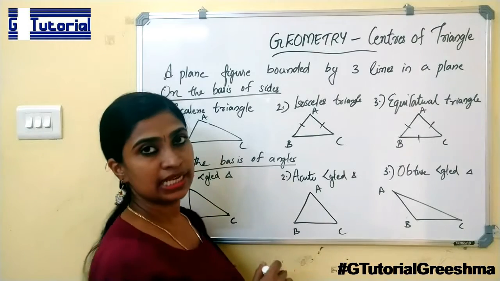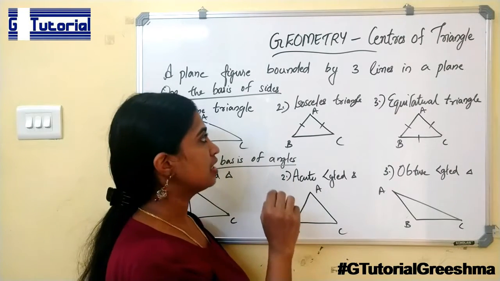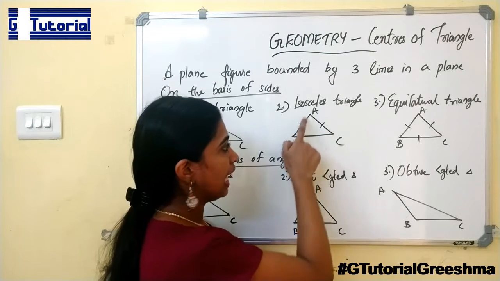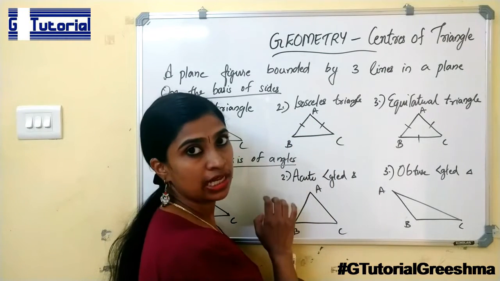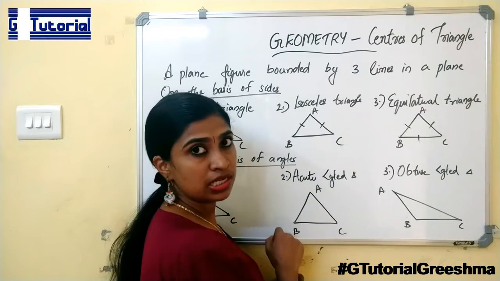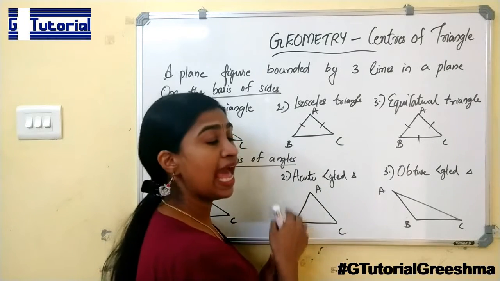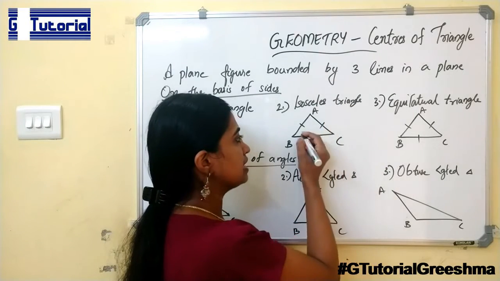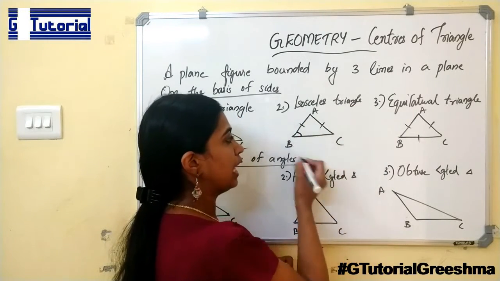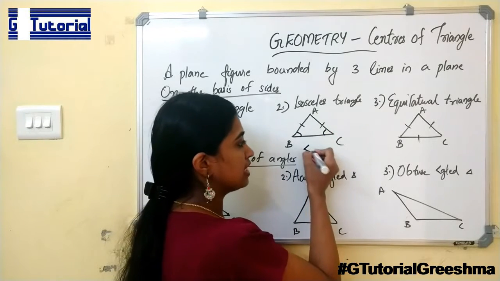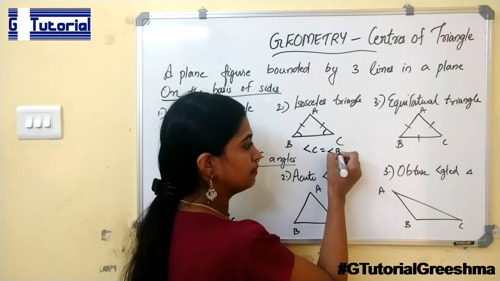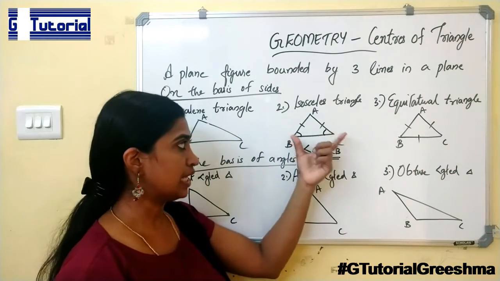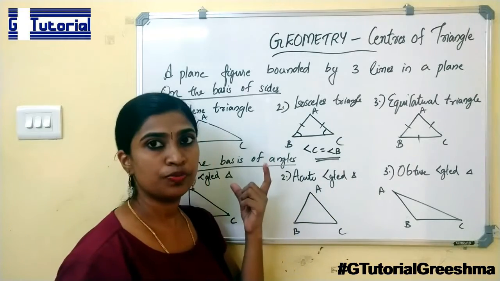Next is isosceles triangle. If any two sides of a triangle is equal, then such a triangle is called isosceles triangle. In this triangle, AB and AC, these two sides are equal. So, this is an isosceles triangle. If two sides are equal, the angles opposite to them are also equal. That is, the angle opposite to AC is angle B and angle opposite to AB is angle C. So, angle C will be equal to angle B. So, in the case of isosceles triangle, that is having two sides equal, the two angles will also be equal.